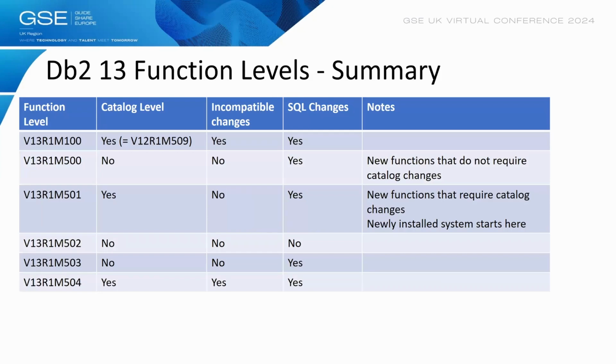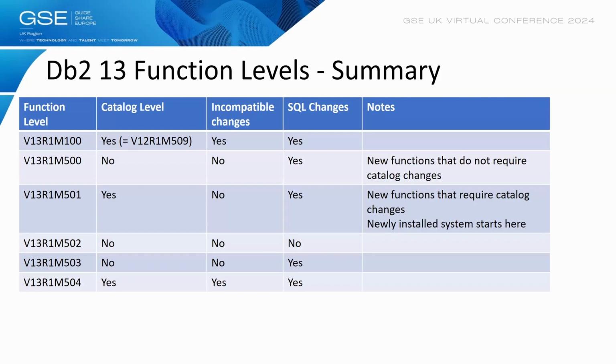There are a couple of function levels released for Db2 13 already. So the GA release was shipped with the 3 function levels: 100, 500, and 501. So if you migrate from version 12, you will go through 100, then 500, which contains the new functions that do not require catalog changes. 501 is the function level that contains functions which require catalog level changes.